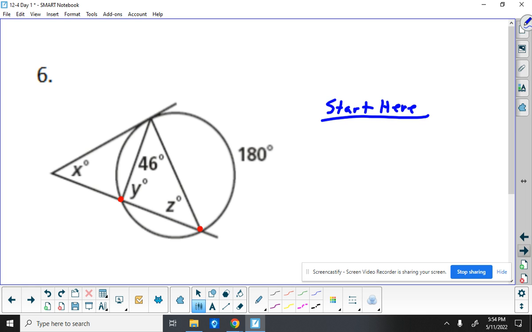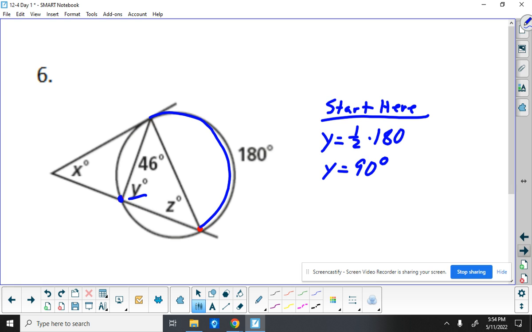When I start there, I'm going to look at this y, and that's an inscribed angle. This point where it meets is on the circle. And that tells me that this arc from here to here, that 180, is double that y. Or in other words, y is half of 180. In other words, y equals 90 degrees.